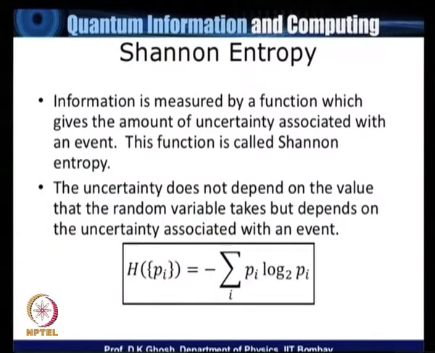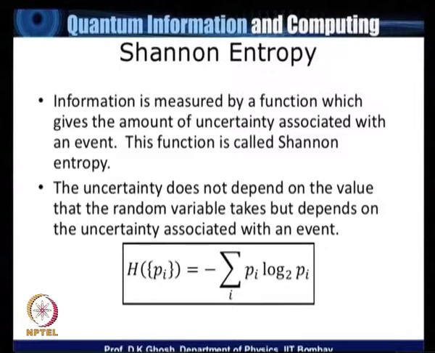In the last lecture, we introduced a quantity which we called the Shannon entropy, which essentially measured the degree of uncertainty associated with an event. Why I called it entropy, we will see as we go along today. The point to be noticed is that the uncertainty does not depend upon the values that the random variable takes, but upon the probabilities.